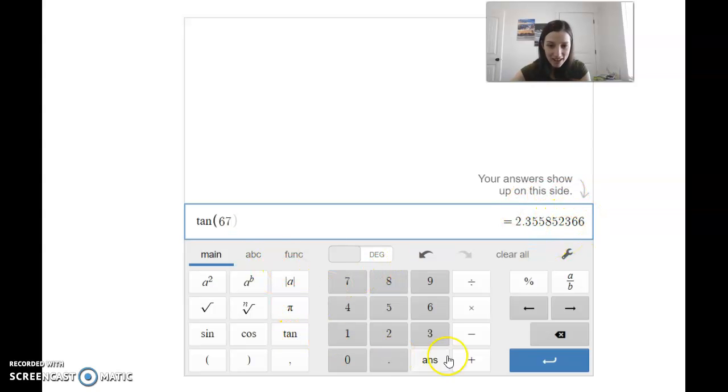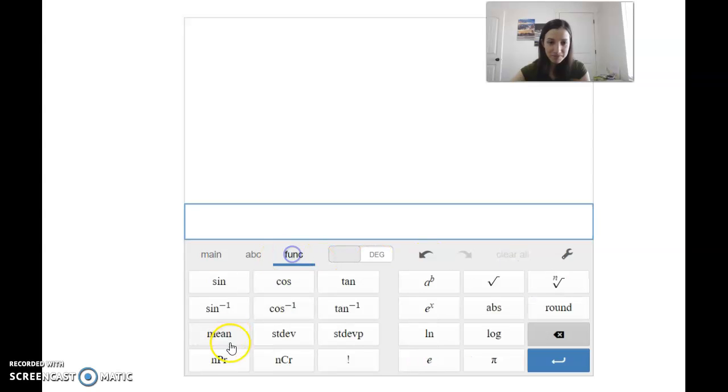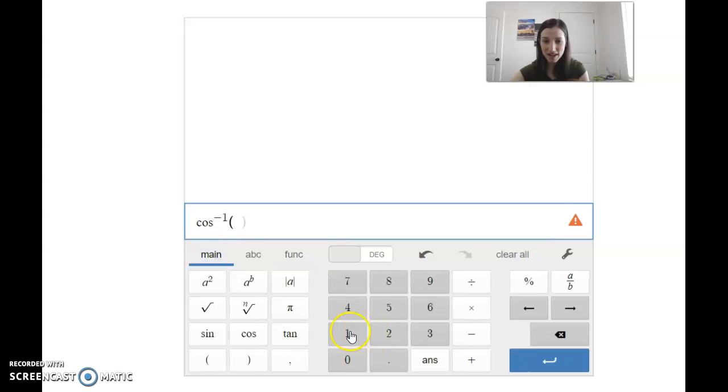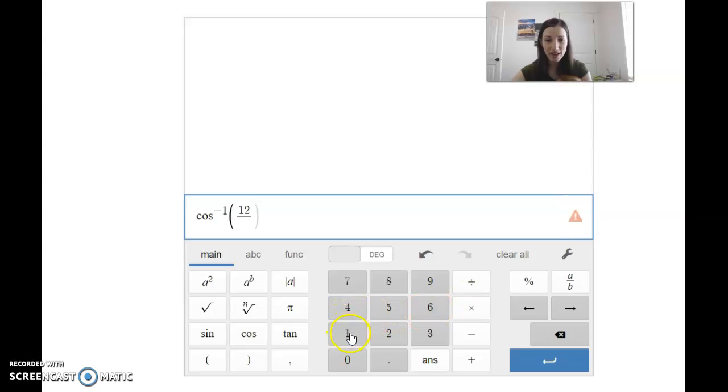Okay, and then if I wanted to do inverse, because we've been doing a lot with inverse, let's go inverse cosine, and then I can go back to main and then type in my ratio. So if I wanted 12 divided by 14, then it gives me that angle measure of 31 degrees. So either of these options are great.